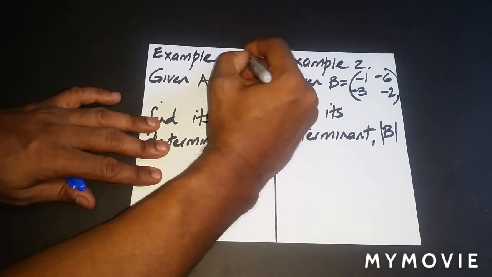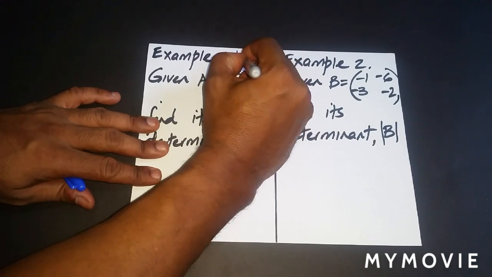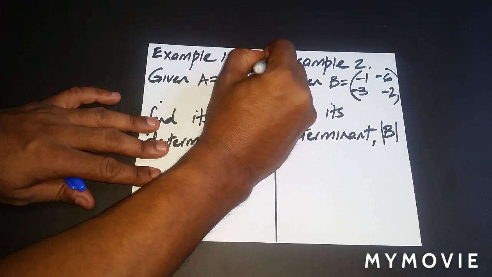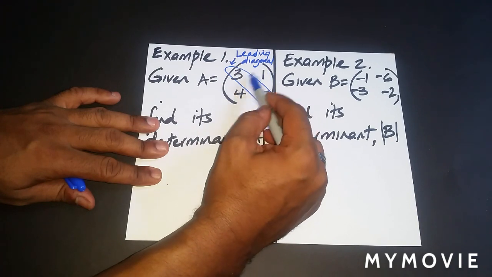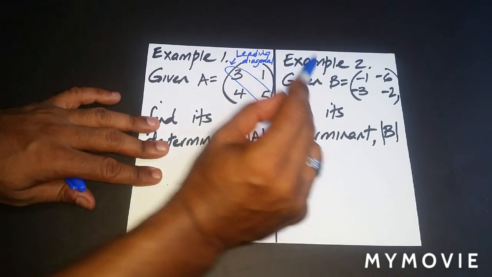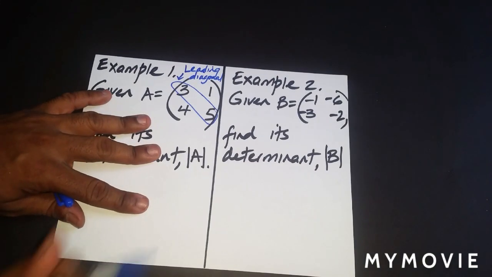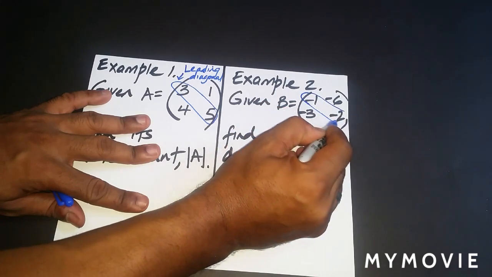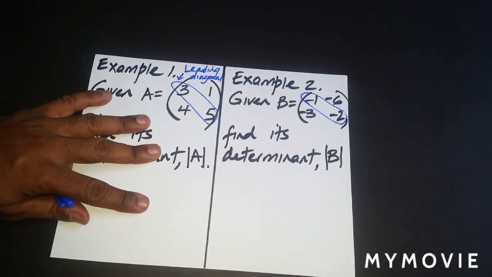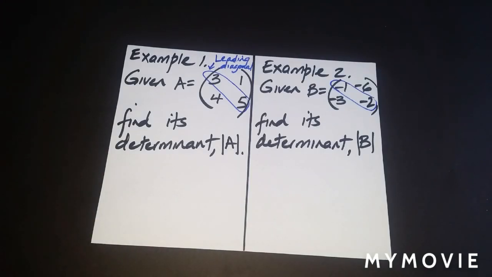So, what we mean by leading diagonal. Okay, so these elements would not be in the leading diagonal. They would be in the non-leading diagonal. So these elements are in the leading diagonal. Similarly here, let's just do the same thing. These elements here would be in the leading diagonal. Anyway, let's go back to example 1.